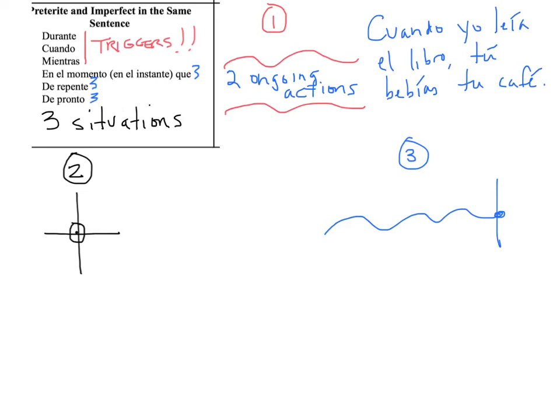Again, try not to overthink. Overthinking can become a problem. Again, with the preterite and imperfect, as it was with Sarah and a Star. Don't be thinking, oh my God, I dropped my coffee and it fell on your book, and so on and so forth. The sentence doesn't say that. It just says, when I was reading the book, you were drinking your coffee. Two ongoing actions that don't impact each other.